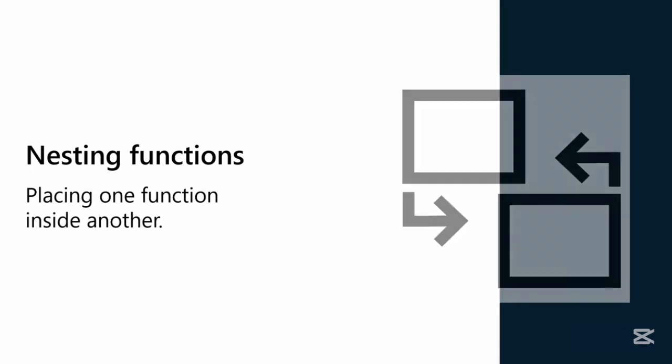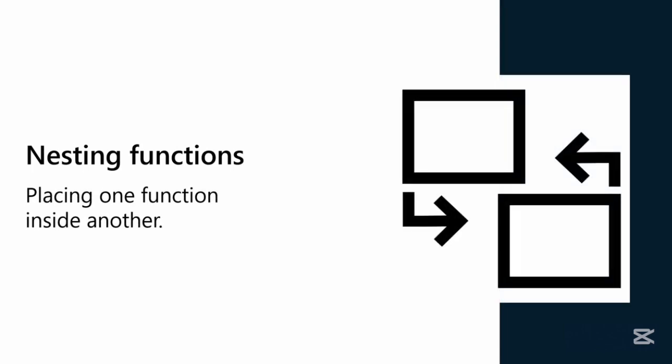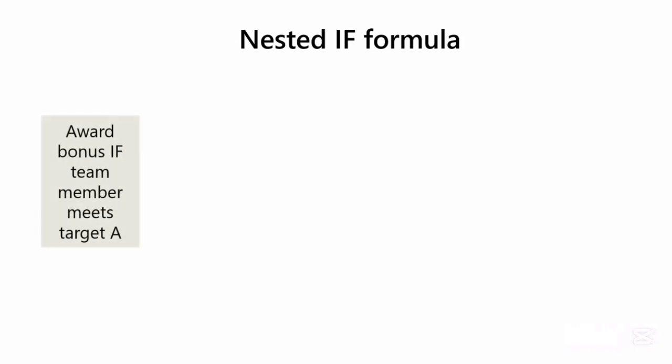Nesting functions is the technique of adding another function to the formula as an argument for the original function. In other words, you can place one function inside another to expand its functionality. The formula begins with an IF that performs an initial logic test. If the test turns out to be true, then the formula will simply process whatever action is specified in the value if true argument.